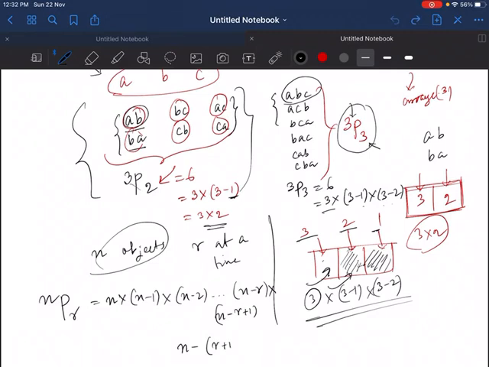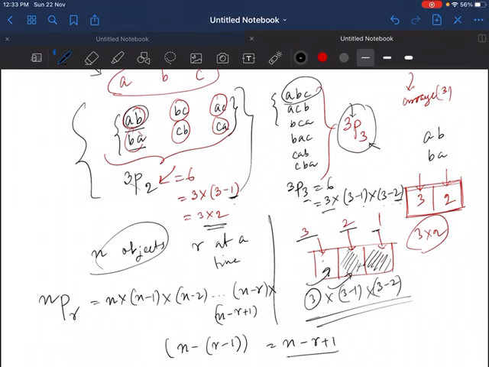So this is equivalent to n minus r plus 1. Clear? You see, for 3p2 you get 3 minus 2 plus 1, that is 2. And for 3p3 you get 3 minus 3 plus 1, that is 1. So the last term is n minus r plus 1. Okay, so that's what permutation is all about.